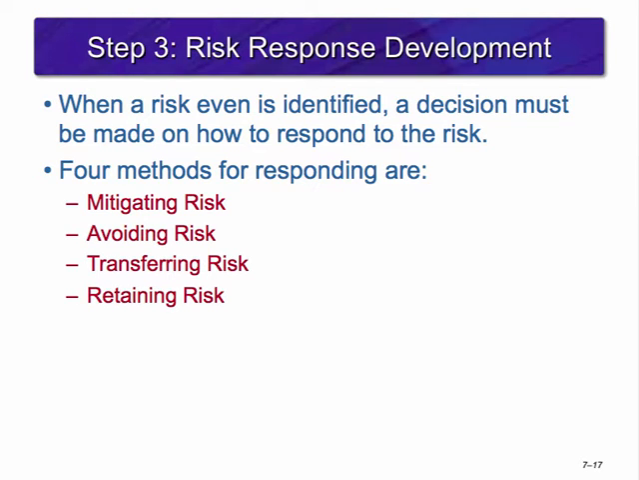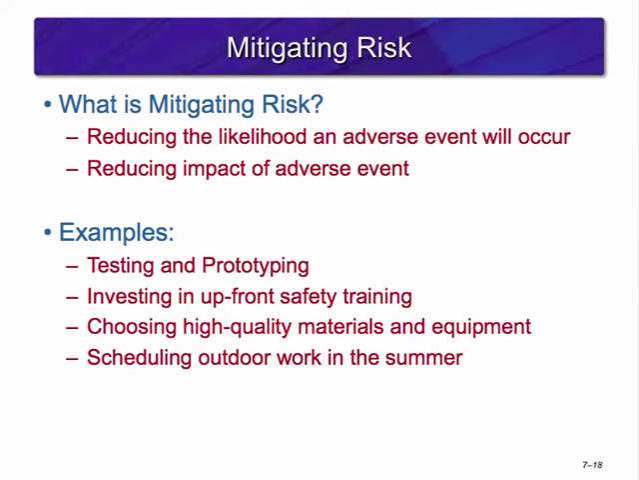Once a risk is identified, the project team needs to decide how they will respond to the risk. There are 4 methods to choose from: mitigating, avoiding, transferring, or retaining risks. Reducing risk is usually the first alternative we try. There are 2 ways to do this: reduce the likelihood that the event will occur, and/or reduce the impact that the adverse event will have on the project.